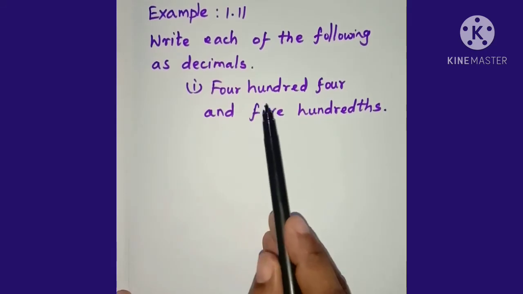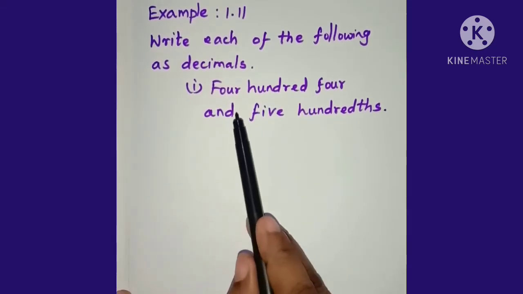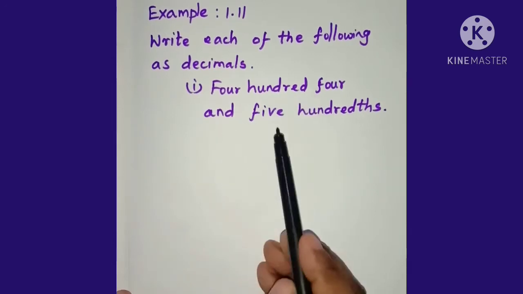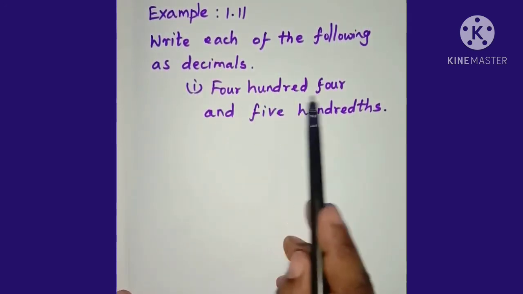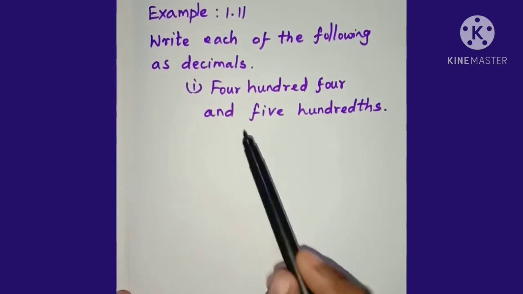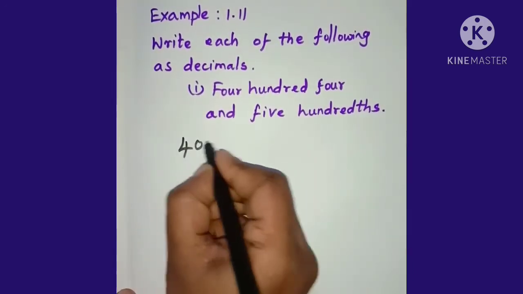1.11. Write each of the following as decimals. The first one is 404 and 5000th. So thousands. That is 404, which means 404.